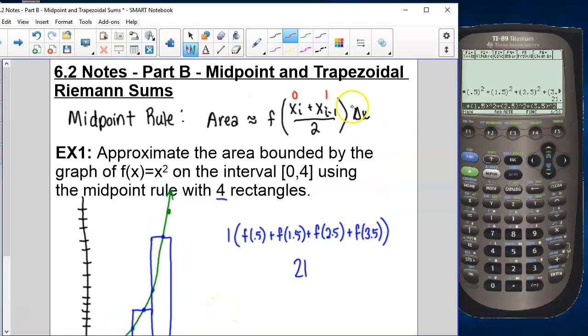And then this delta x right here, that is your change in x. It's also the width of each rectangle. So basically, width of each rectangle times f of that midpoint, which is the height of the rectangle. Okay, questions?